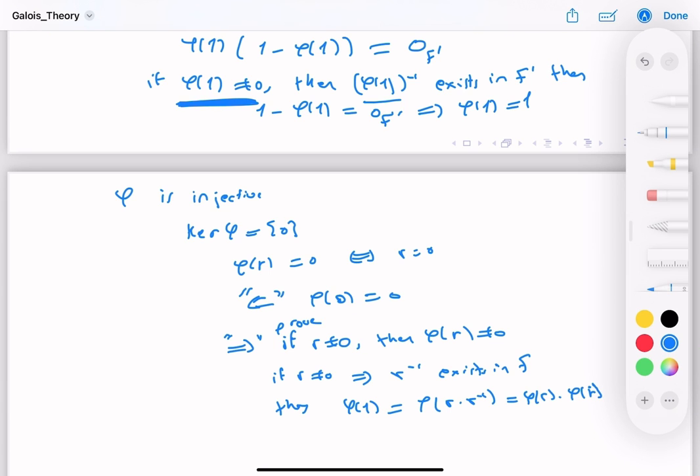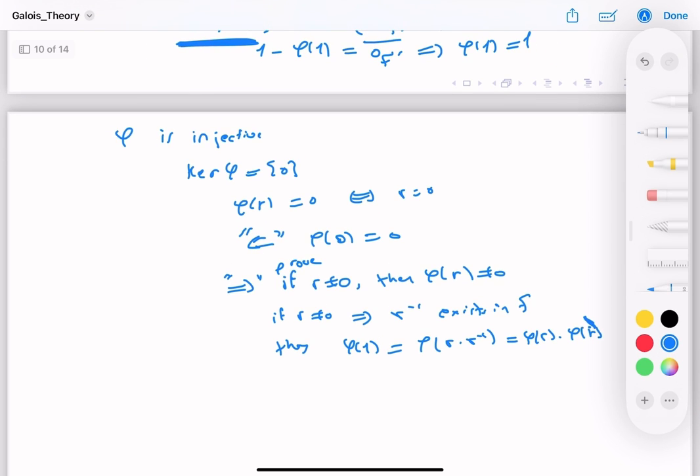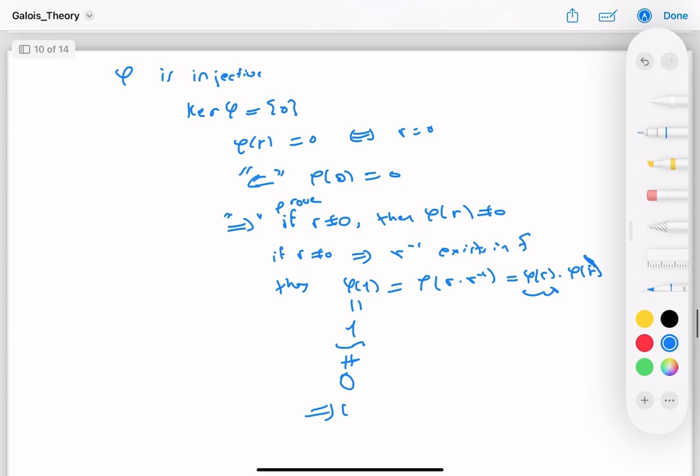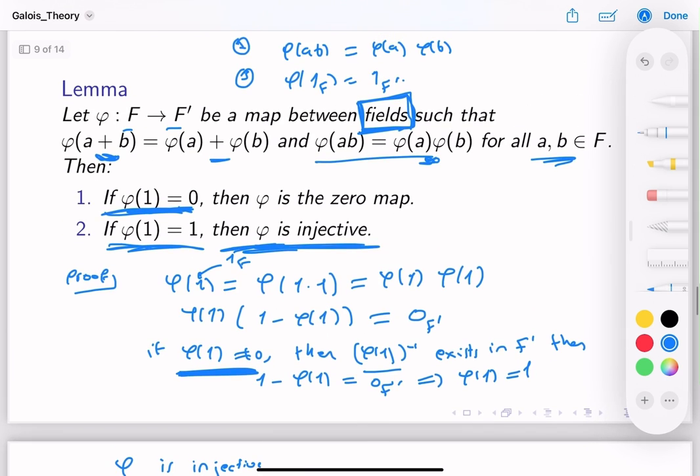Which is equal to 1. So on the right hand side you have 1, and you know that 1 is not 0, and on the other side you have a product of two elements, so it can't be that phi of r is 0, because otherwise the right hand side would be 0. Thus this implies that phi of r is not 0. And this completes the proof of why it's injective.